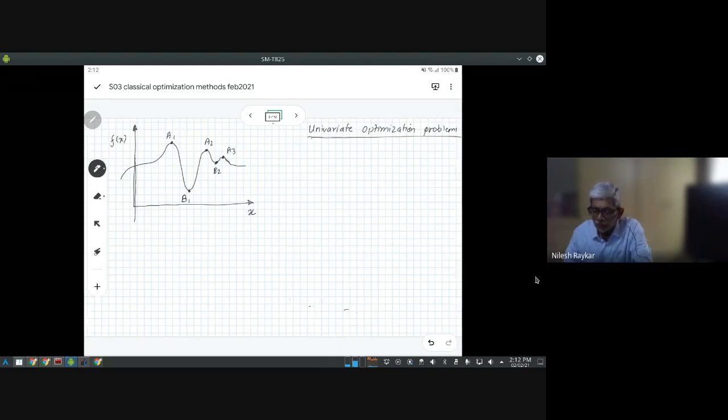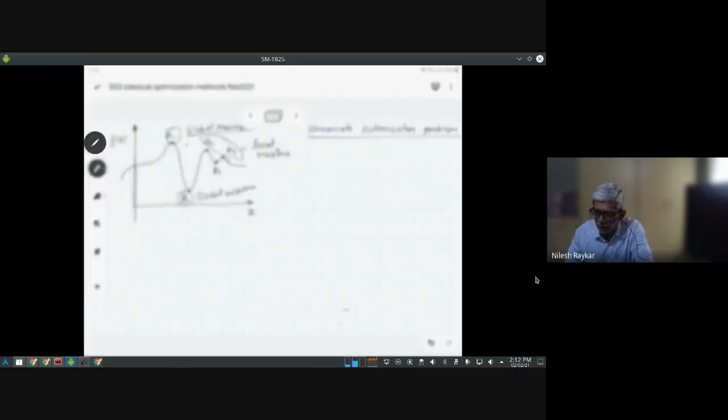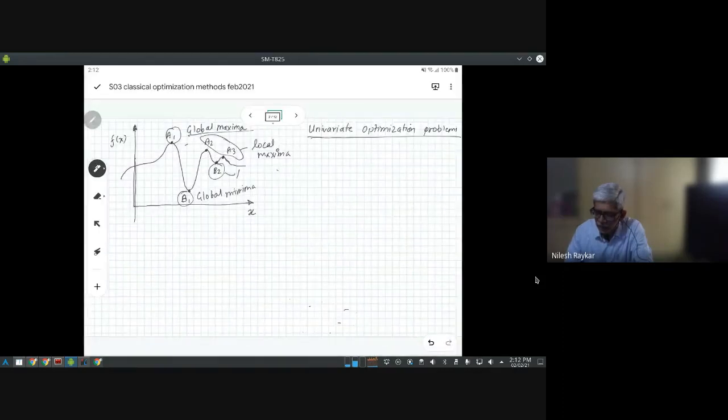Out of all the maxima, there will be one which is highest. That is known as the global maxima. Just a nomenclature I am making clear. And the other ones are known as local maxima. So usually we are interested in the global maxima, that is, amongst the various local maxima, the one which is highest. And similarly, you have the global minima, and you have the local minima.